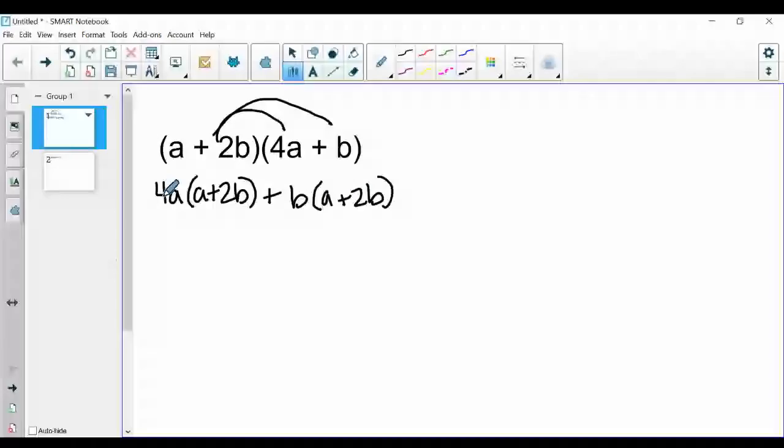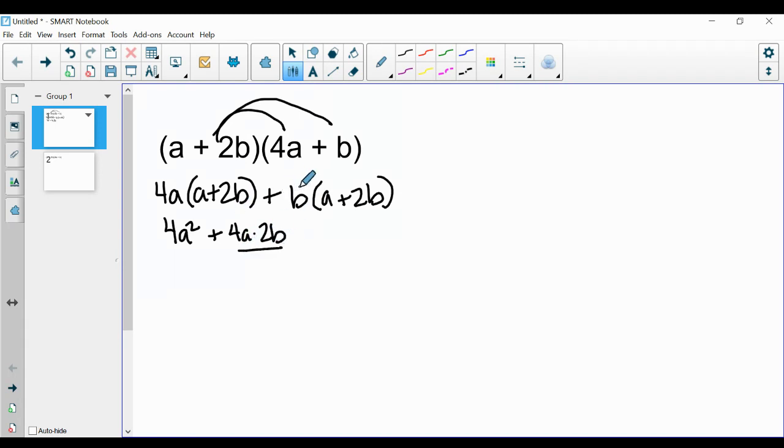Now we're going to take this 4A and distribute it to the A. So 4A times A is 4A squared. And then I'm going to take 4A times 2B. So that's my next term, 4A times 2B. And then I'm going to move to this next thing.